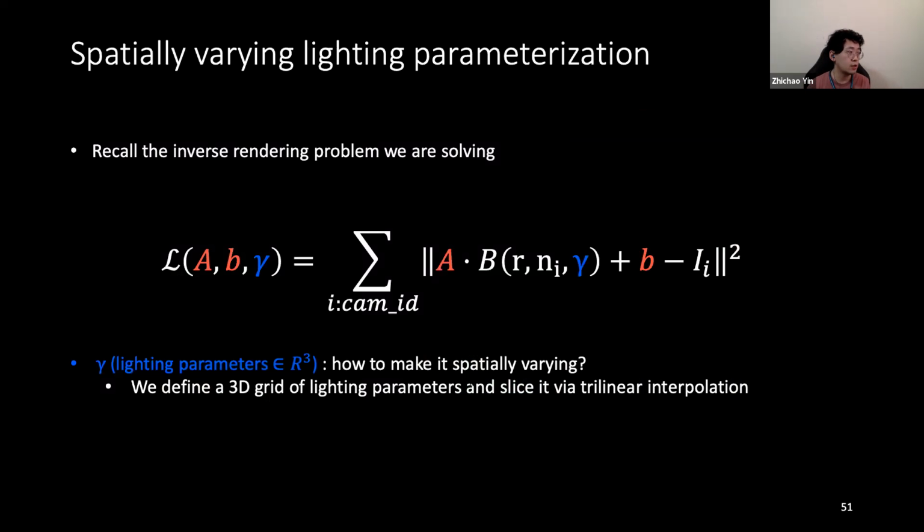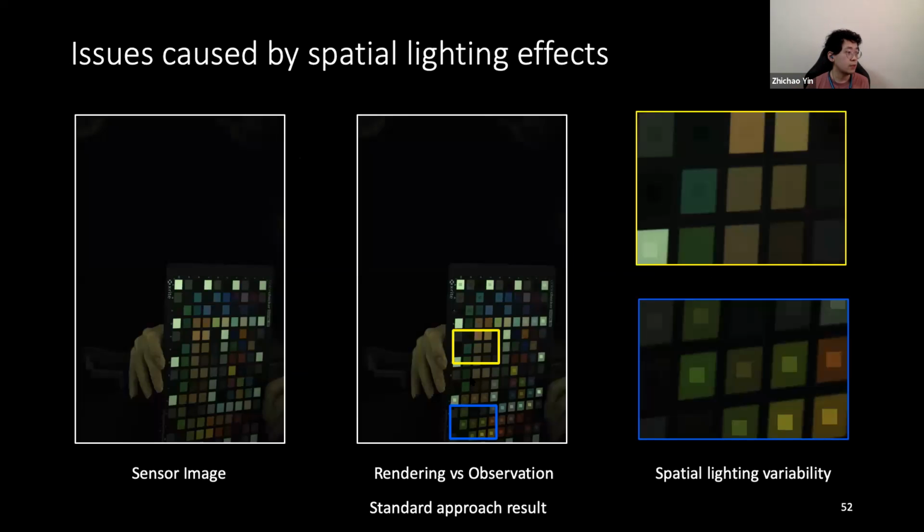So let's recall the inverse rendering problem that we formulate. We use the spherical harmonics based illumination model where gamma is the lighting parameters, but it's global, so it cannot represent a spatially varying illumination. How can we change it? It's very simple. We just define a 3D grid of the lighting parameters, and for every spatial location, we slice a gamma from that grid, and then we can do the forward rendering and optimize it towards the observation.